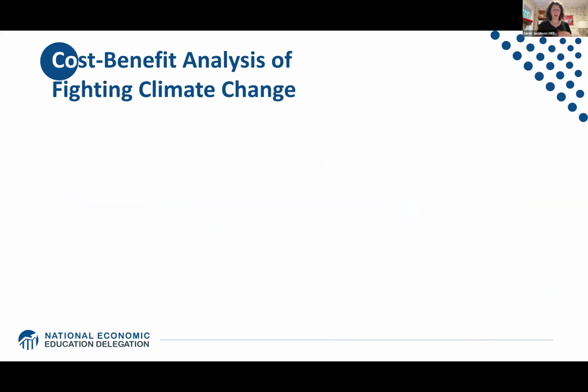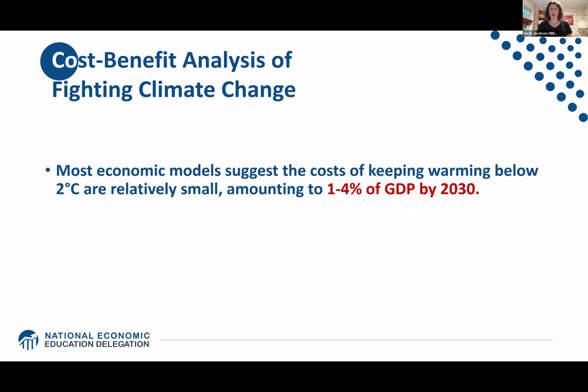But going back to the big picture, most of the models that we have when we think about the costs of reducing our emissions from climate change estimate those to be relatively small. They say 1 to 4% of GDP. Some of you might say that's a small number, as percentages go. Some of you might say that's actually a big number because GDP, if we're talking about global GDP, is a really big number. So in absolute terms, this is quite a big number.